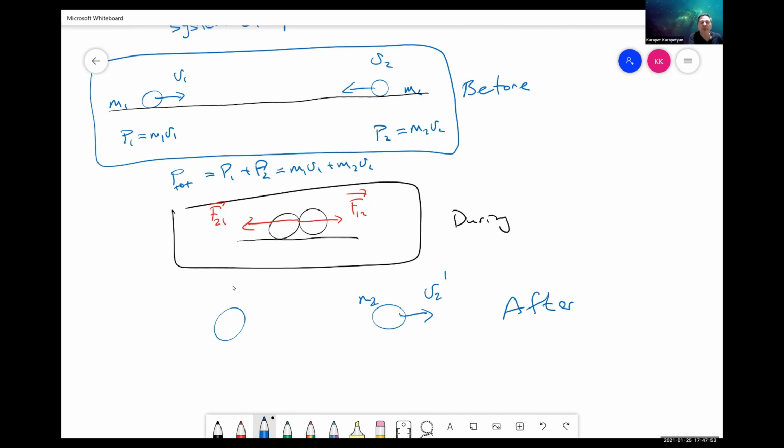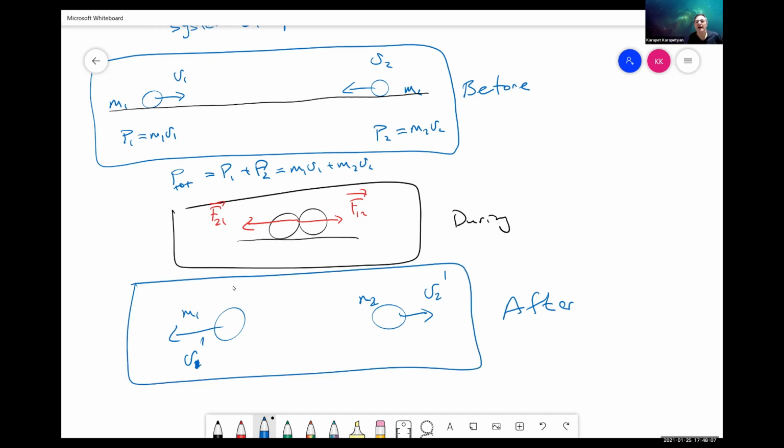So V2 prime, and here's M1. Now it's moving to the left. This is then V1 prime. That means they're moving towards each other, they collide, then bounce back. So then this is my system after the collision. That means I'm breaking it down into 3 different parts: before collision, during the collision, then after the collision.